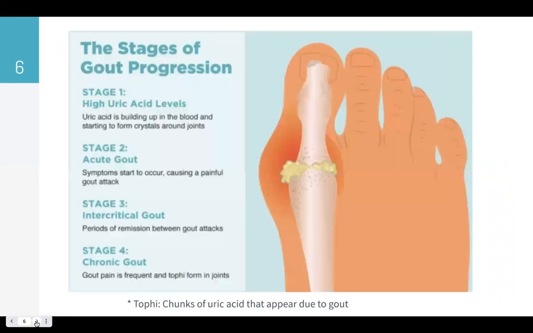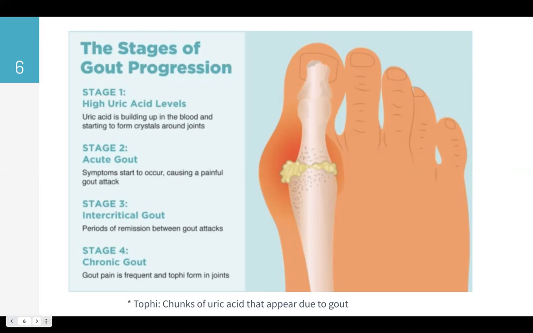Okay, thanks, Jamie, for that introduction. So now I'll be talking about the different stages of gout progression. The first stage is when you have high uric acid levels. This is when uric acid starts to build up in the blood and starts to form crystals around the joints. Then the next stage is known as acute gout. This is when symptoms start to occur, and these symptoms normally cause a painful gout attack.